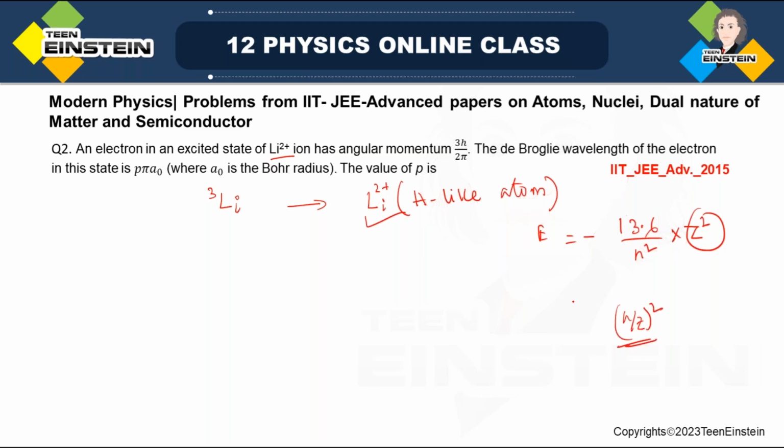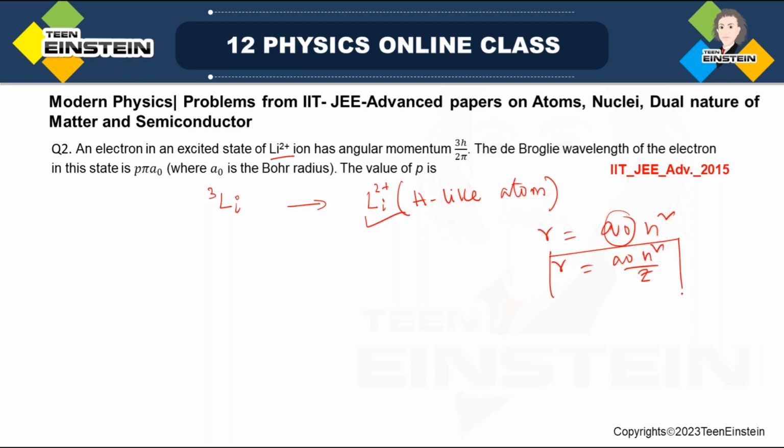Okay, that's how we'll get the energy. Similarly for other atoms, there will be a change. So for the Bohr orbit, generally we get any arbitrary orbit for hydrogen atom. The Bohr orbit radius is a0 n square, but in case of a hydrogen-like atom, we have to write a0, this is the Bohr radius, n square by Z. This will be the radius of a hydrogen-like atom. Okay, these are the things we need to remember.